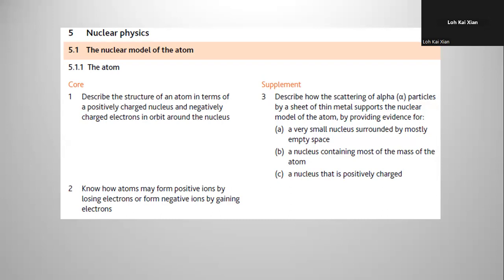Describe how the scattering of alpha particle by a thin sheet of metal supports the nuclear model of the atom by providing evidence for small nucleus surrounded by mostly empty space. Nucleus containing most of the mass of the atom. Nucleus that is positively charged.